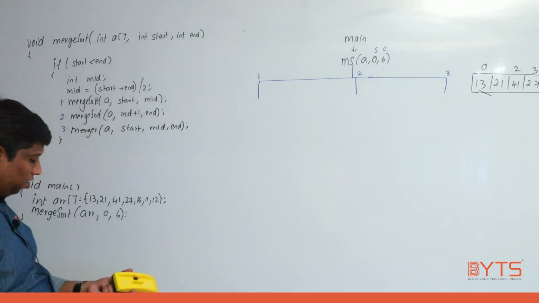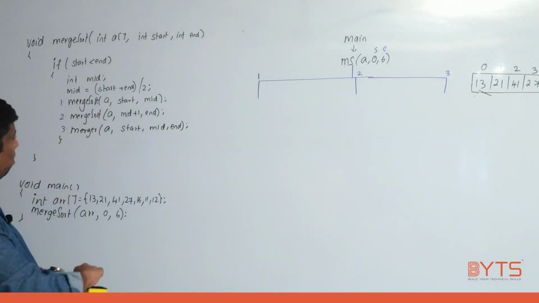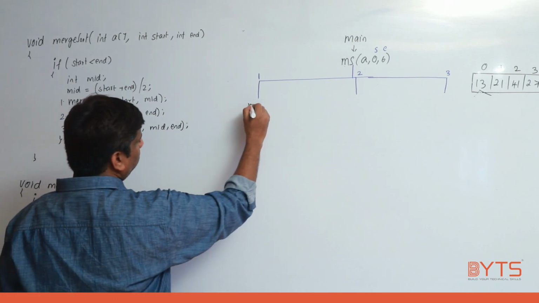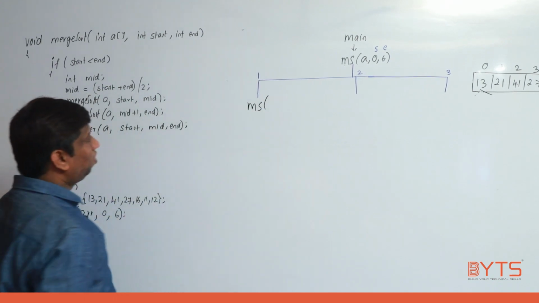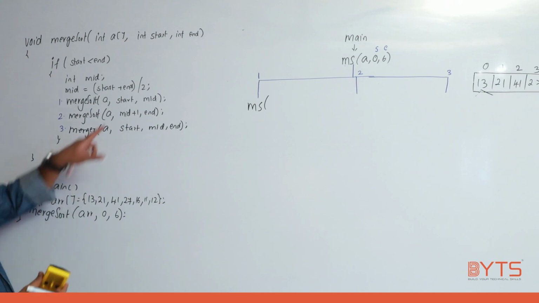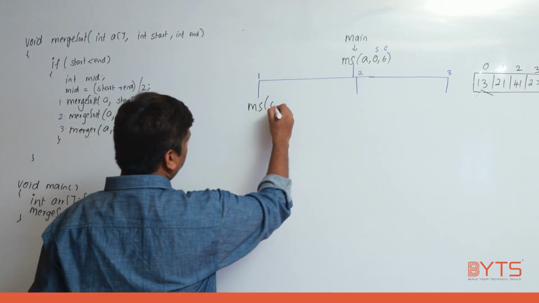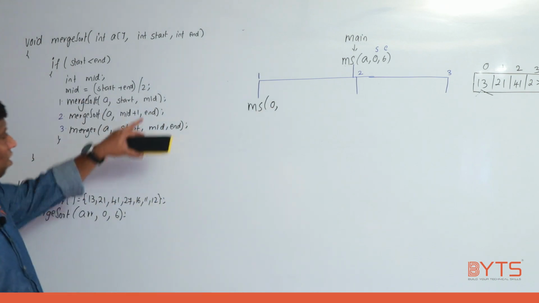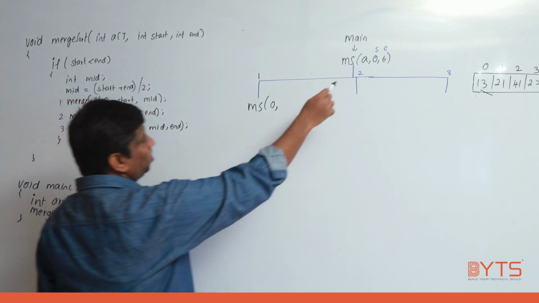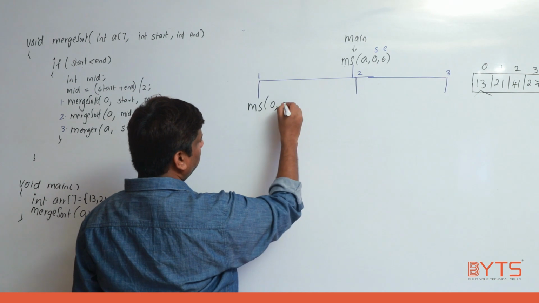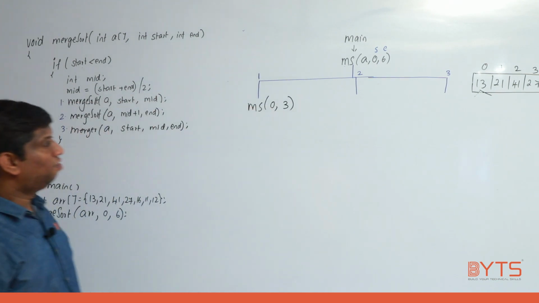What is the first line it is executing? Can you please tell? Merge sort of, the first argument is the array name, and we are passing the start value. What is the start value here? 0 comma mid. What is the value of mid? 0 plus 6 by 2, right? 0 plus 6 by 2 is 3. This is the first line.